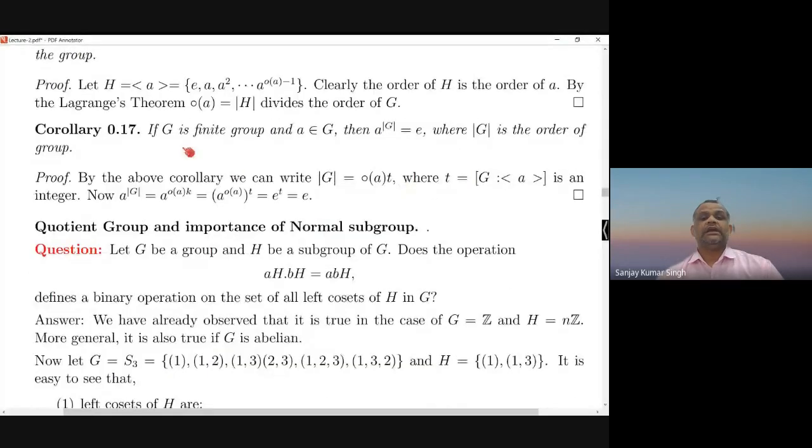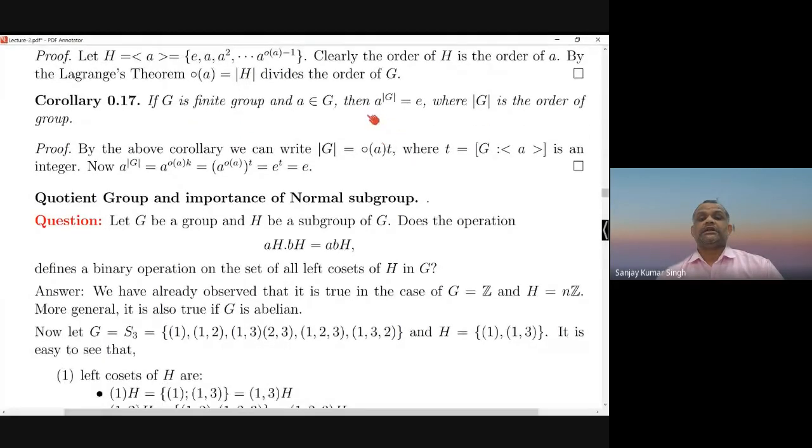Also, as a corollary, if G is a finite group and a is any element, then I can prove that a to the power mod G is always the identity. If you take any element and take a to the power of mod G, which is the order of G, then it is always the identity. Any questions so far?